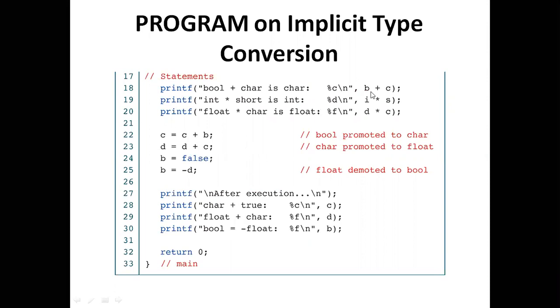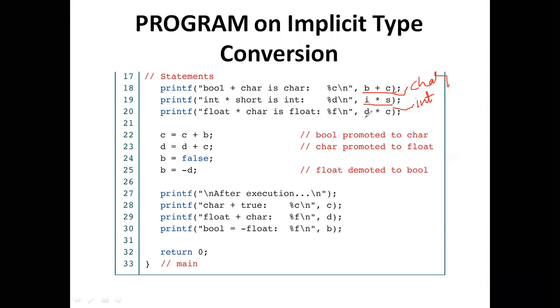Here I am writing B plus C, Boolean plus character. To which type is it converted? Boolean plus character has been converted into char type. Here integer plus short int is converted; integer is greater than short int, so it has been converted into integer type.